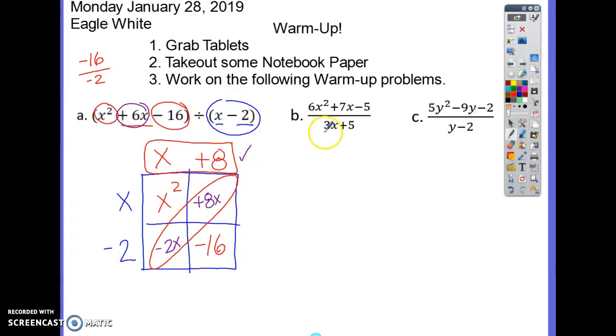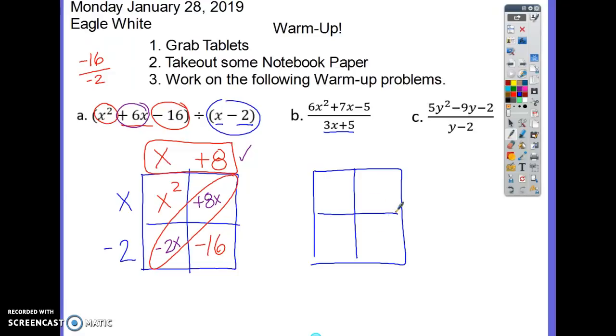Problem number 2, same thing. You're dividing by 2 things, so it's a 2 by 2 box. 3x plus 5 goes on the outside. And inside I have 6x squared in the front, minus 5 at the end. And when you add these two, it should give you that 7x. Okay, so we start dividing.